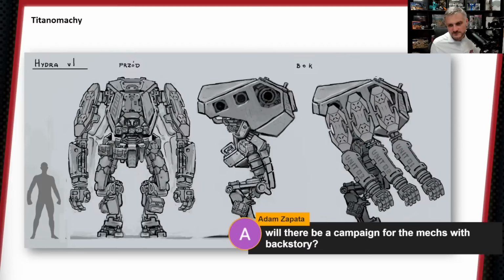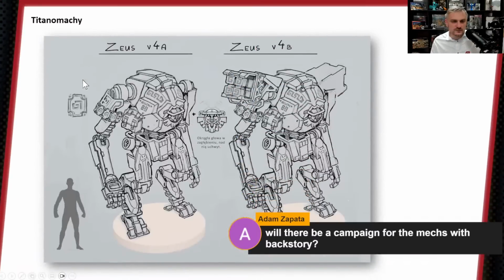Yes, that's correct. That's what we want. You have to, because the Titanomachy is basically we are building a new universe, new IP. So yeah.